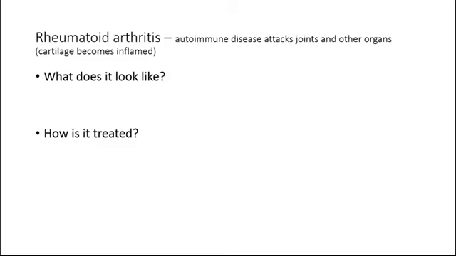The other thing, remember, it's systemic. So they do have eye problems, such as Sjogren's syndrome, which is a decreased tearing that occurs and decreased salivation.